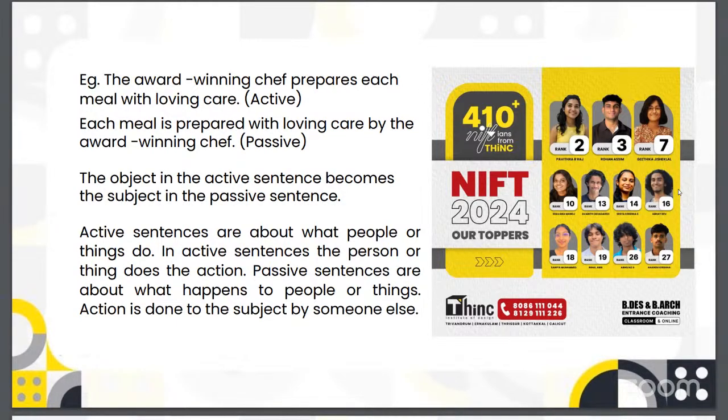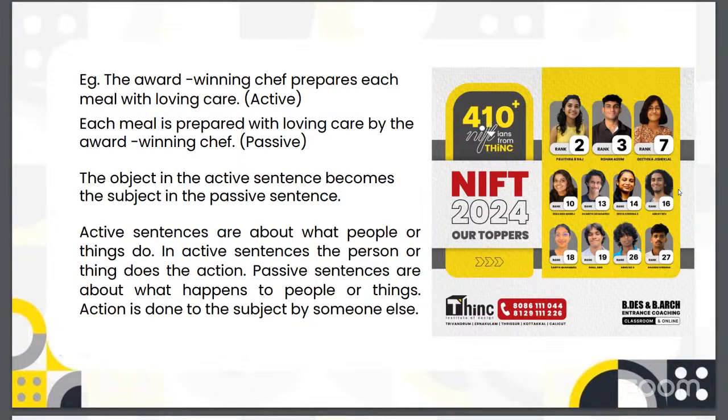Here the subject in the active voice is the award-winning chef. The chef prepares each meal. What does he prepare? Each meal. So it is the object. When you ask the word what to the verb and you get an answer, then that is the object of the sentence. So what does the chef prepare? He prepares a meal with loving care. So that object becomes the subject in the passive voice. Each meal is prepared with loving care by the award-winning chef. So the object in the active sentence becomes the subject in the passive sentence.